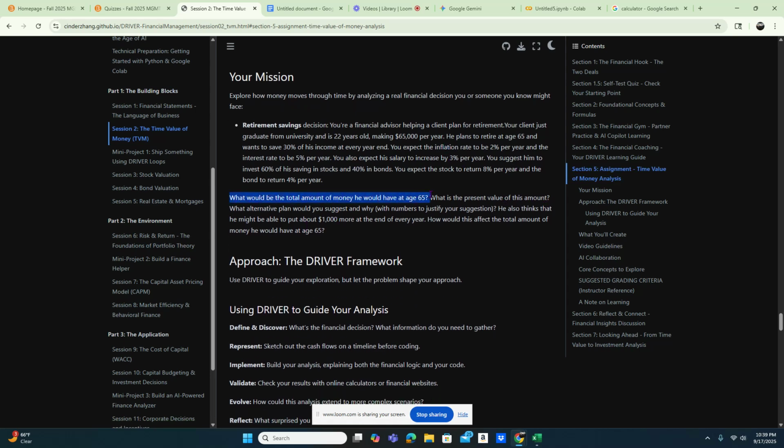So these are the questions that we have to answer. What would be the total amount he would have at age 65? What is the present value of this amount? What alternative plan would you suggest? He also said that he might be able to put $1,000 more at the end of every year. How would that help, and how would this affect the total amount of money he would have? So we have two different questions here. So let's start.